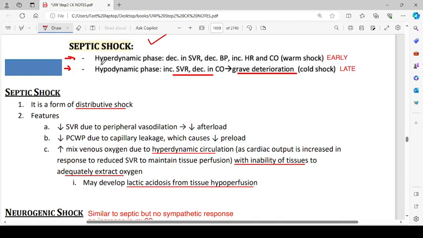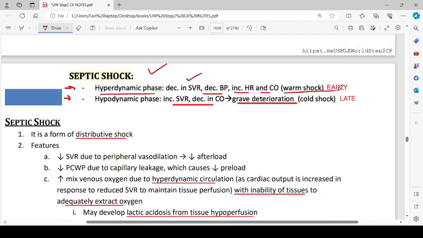So hyperdynamic phase, that is decrease in systemic vascular resistance, decreased blood pressure that leads to increased heart rate and cardiac output, that will lead to a warm shock, and this is the early phase. Then comes the hypodynamic phase, in which there is increased systemic vascular resistance, that will lead to decrease in cardiac output, and that will lead to grave deterioration, that is cold shock.